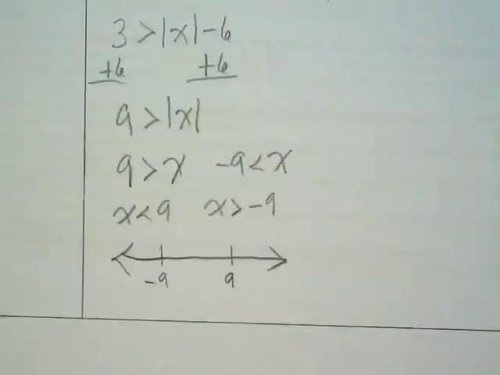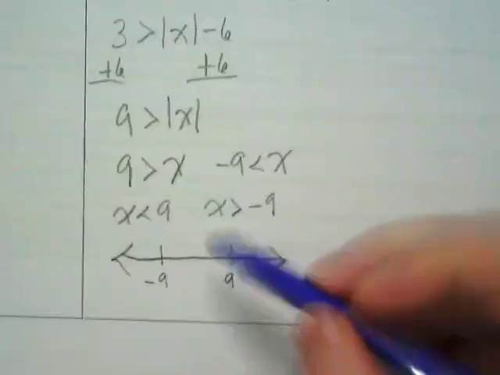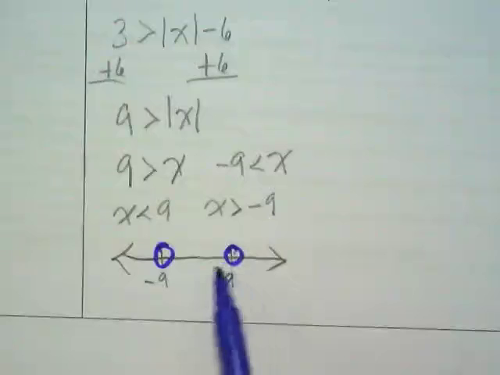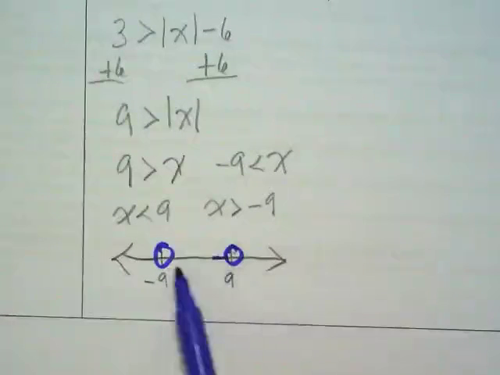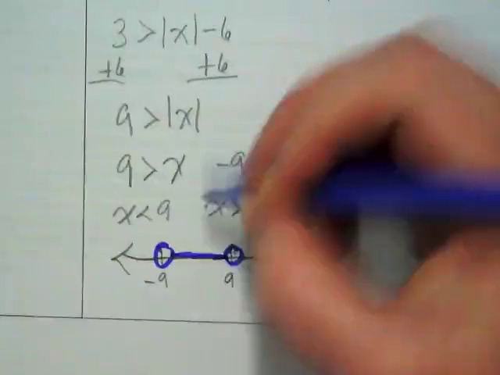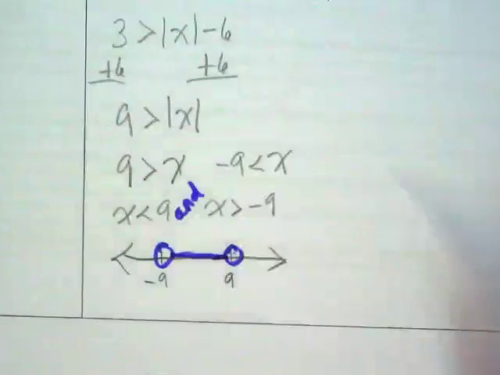Am I circling or filling in? Just circling. And it's less than 9 and greater than negative 9. So what do we have here? An "and."